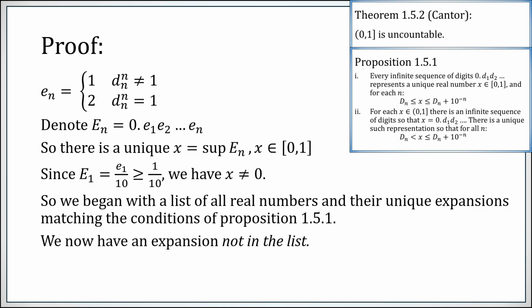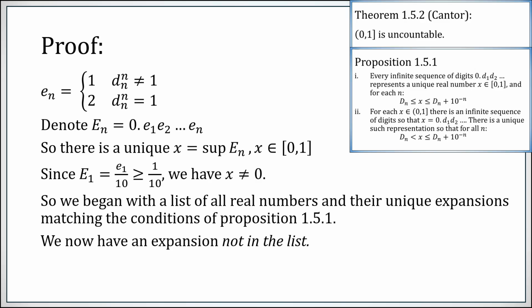But what do we now have? The way we picked our e's, the first entry is different from the first entry of x1. So our list of e's does not match x1. But the second term of e was different from the second term of x2. So e also does not match x2. The third term of e was different from the third term of x3. So our list does not match x3, and so forth.